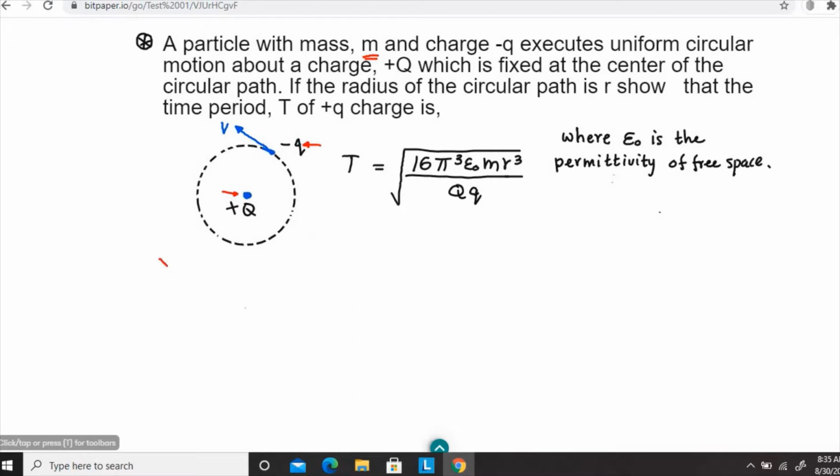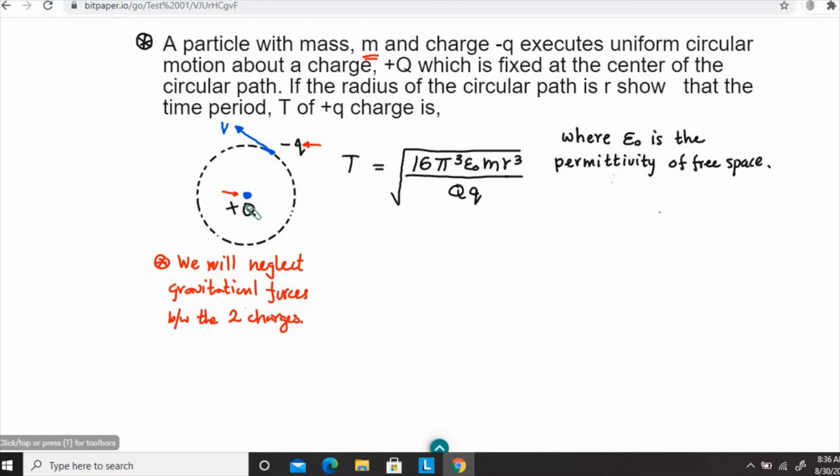If it's not stated, then we can consider that. We will neglect gravitational forces between the two charges. So that's an assumption that we are going to make. Unless you are told to consider gravitational forces, you don't need to use that.